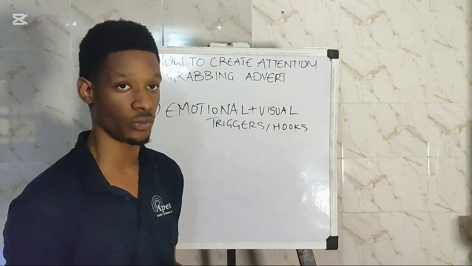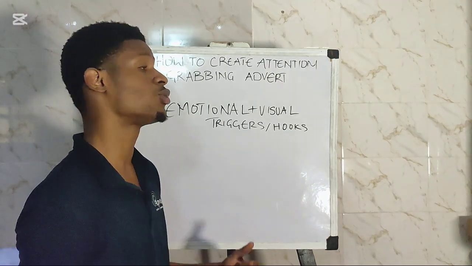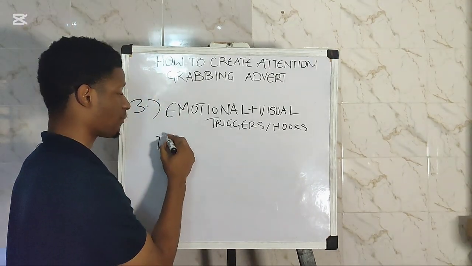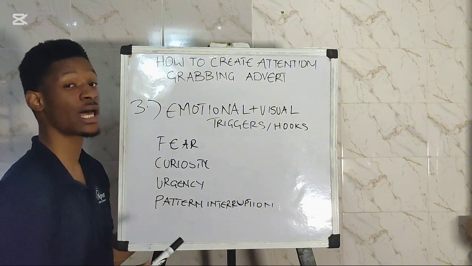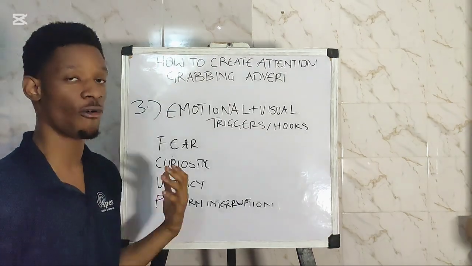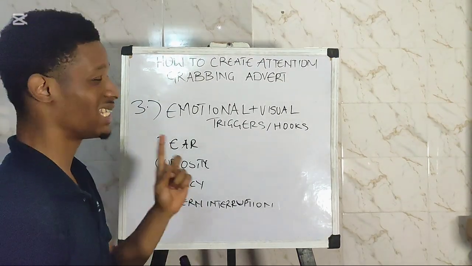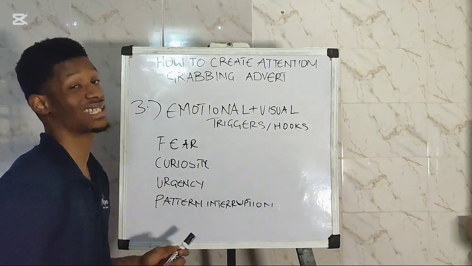Emotional or visual triggers or hooks are statements or verbal or visual hooks that will trigger emotion in people. There are different types of emotion you can trigger, like fear, curiosity, urgency, or you can use pattern interruptions. These are emotional or visual triggers that you can use when you are creating hooks, and they are very, very important. I'll give you examples of what all these things are and how you can do them.